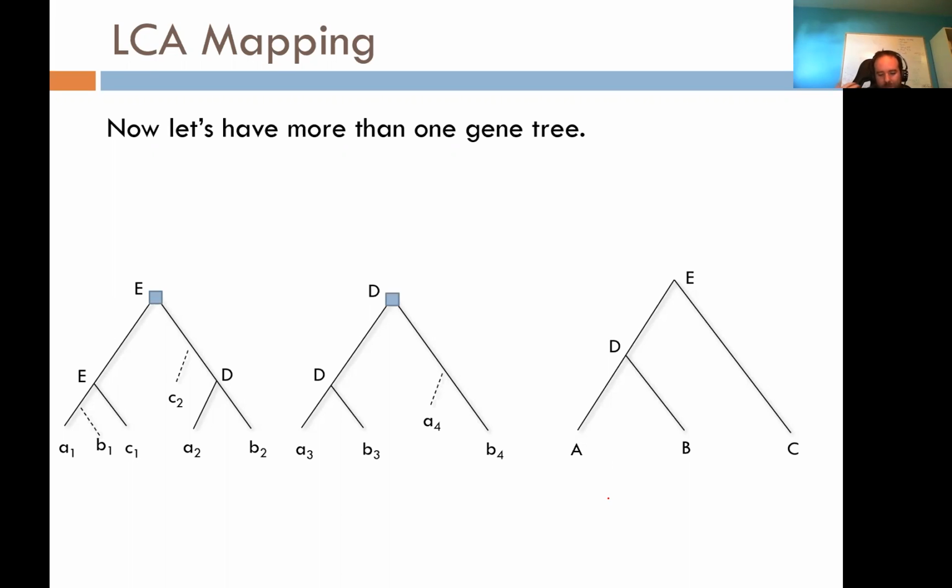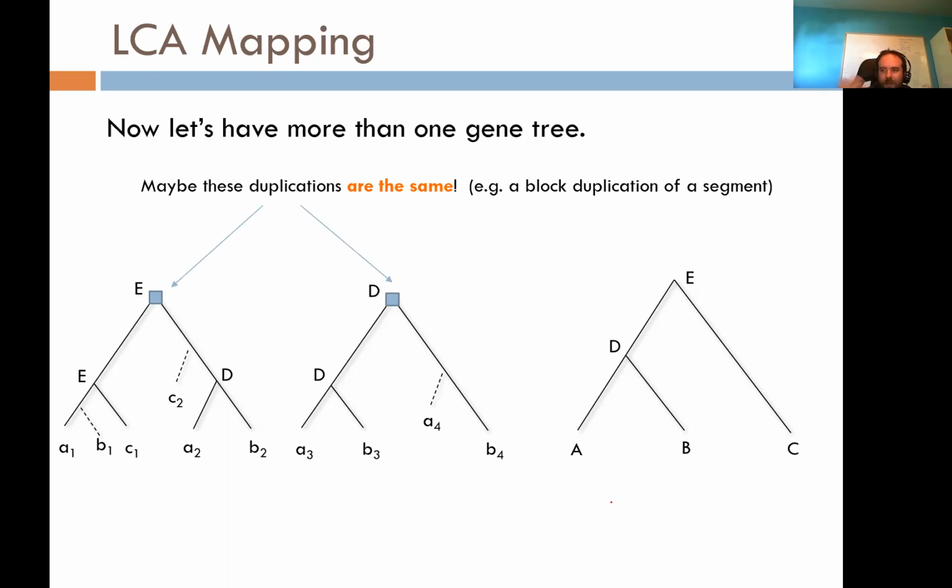And if you do the reconciliation, this is what you get. Two duplications on top. And what you might hypothesize regarding what I said in the introduction is that maybe these two duplications are the same event. Maybe it was a duplication of a segment that copied these two genes from the root simultaneously. But for that to make any sense, that duplication must have occurred in either D or E, but not both.